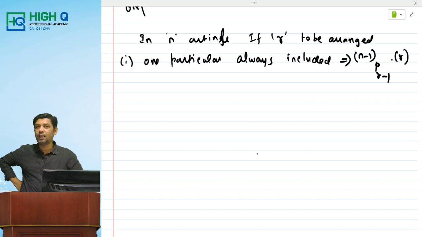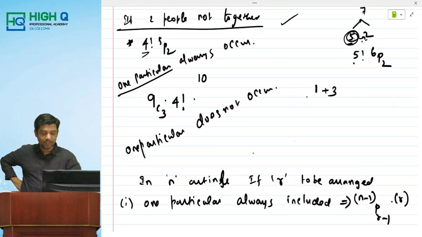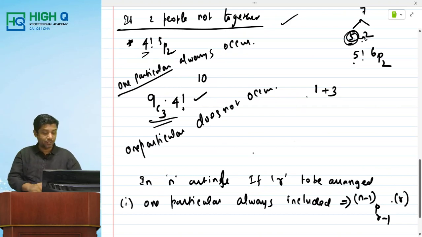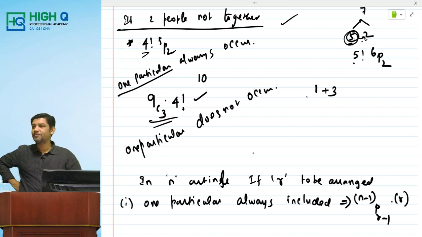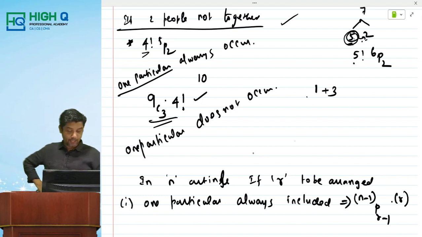This is the formula. Are you really interested in remembering the formula, or you want to do it this way? Either you understood this, or you want to know the formula. Which is best? This one is concept. 9C3 into 4 factorial is concept. There is no formula and all. If at all you want to remember the formula, you remember the formula: n minus 1 P R minus 1 into R.